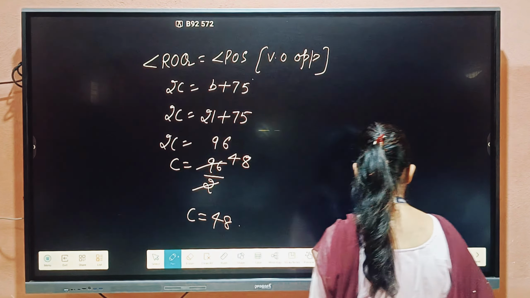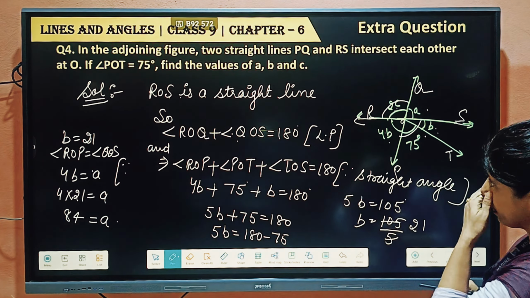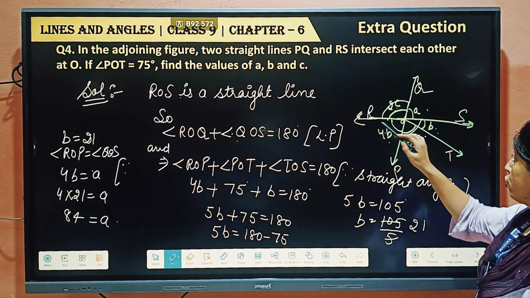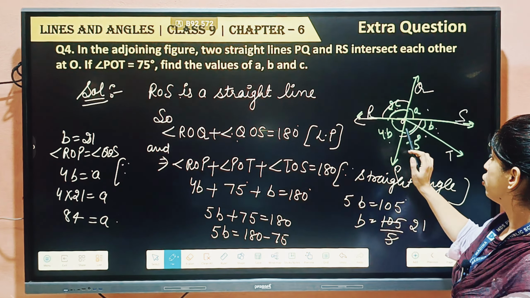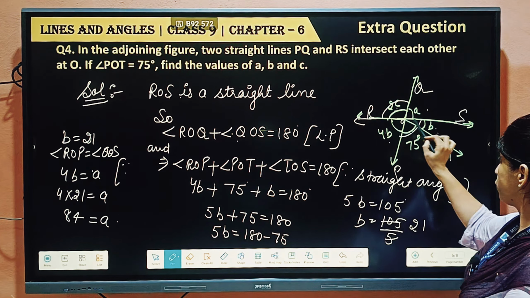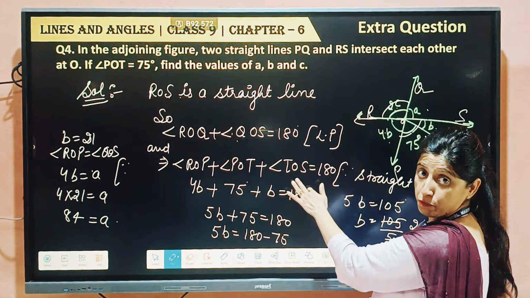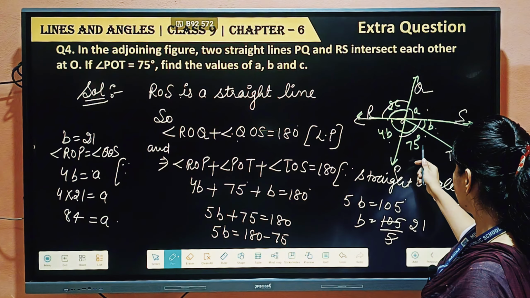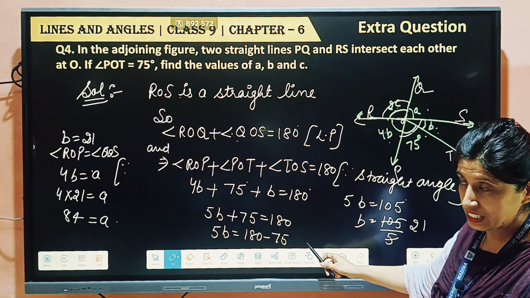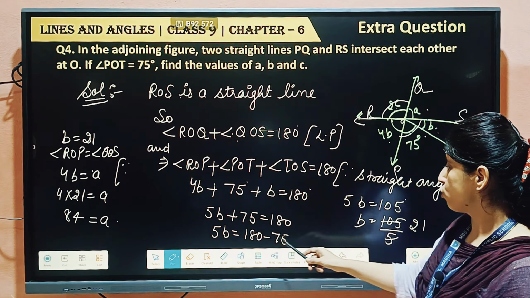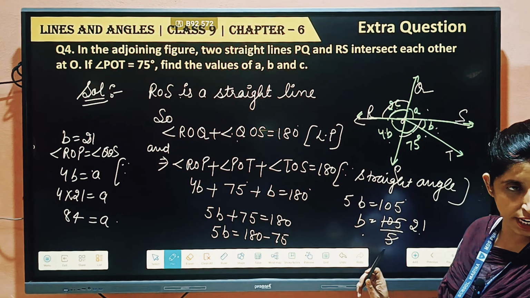Now all values came, A, B and C. Look at there. We will do this question again. Two lines PQ and RS intersect at O. So these three angles form a straight line, so their sum is 180 degrees. 4B plus 75 plus B equal to 180 degrees. From there 5B is equal to 180 minus 75, 105 degrees. B value came 105 by 5, 21 degrees, right?